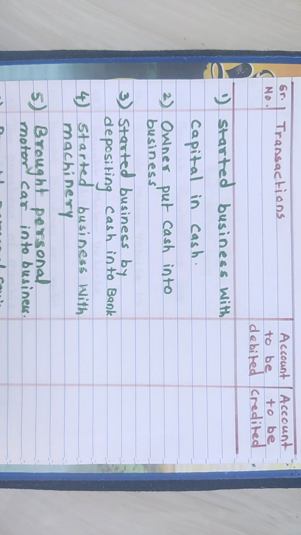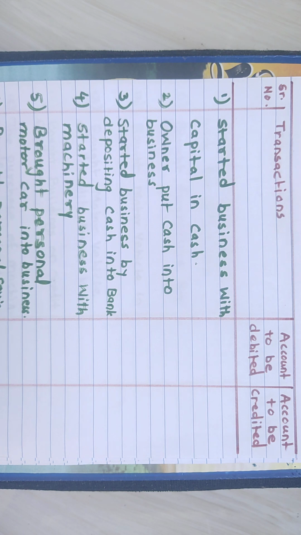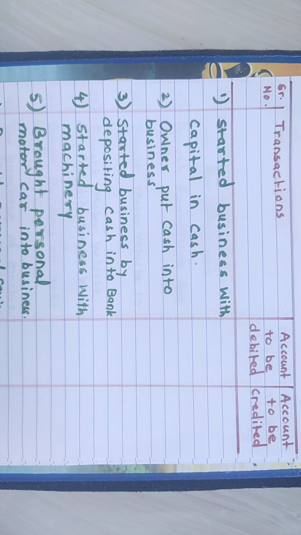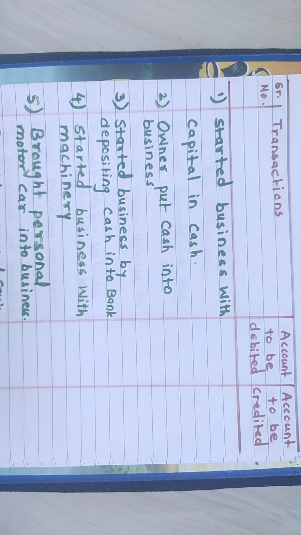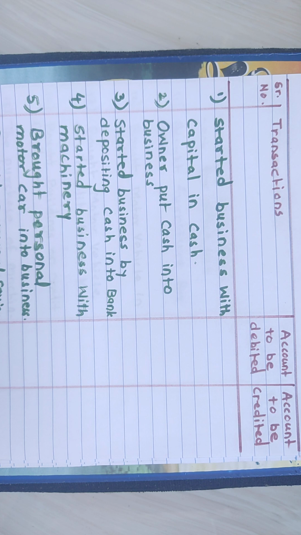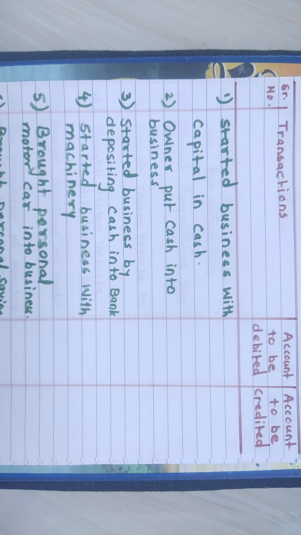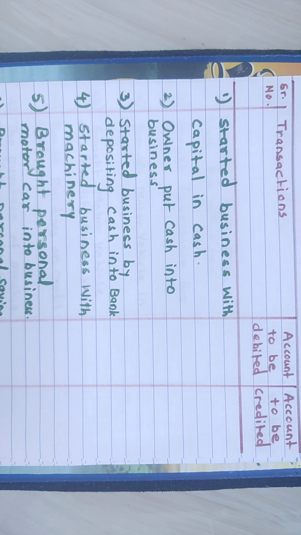Hello students, in this video we will see nearly 55 transactions which will definitely help you to know which account to be debited and credited. It will help you in journal entry as well as while preparing ledger accounts also. I already discussed the golden rules of personal, real and nominal accounts, which help you to decide which account to be debited and credited. So let's start with number 1, started business with capital in cash.